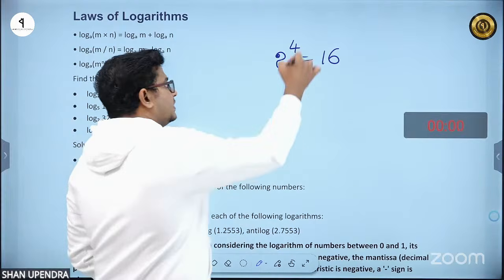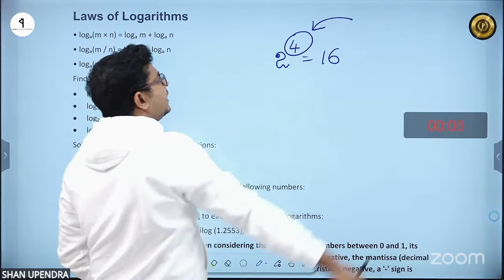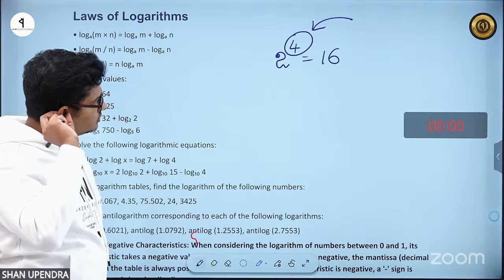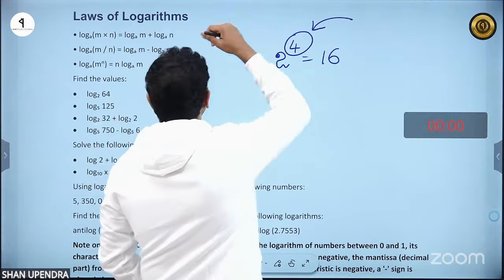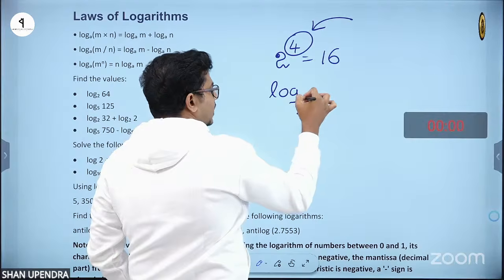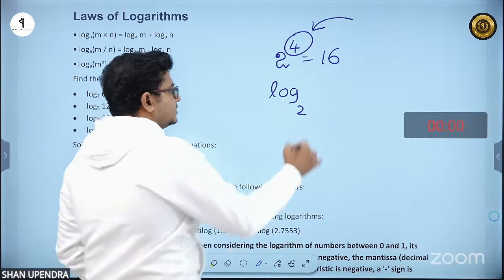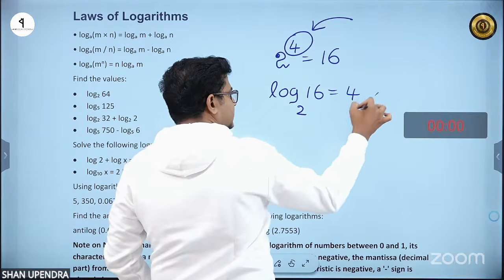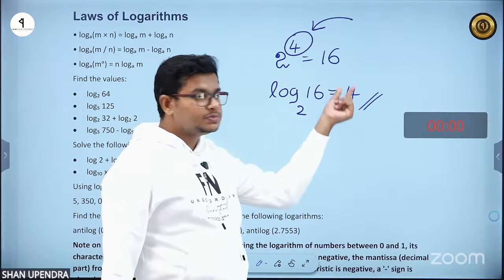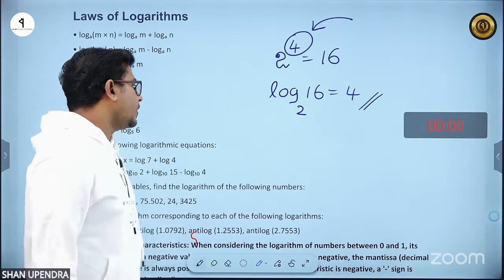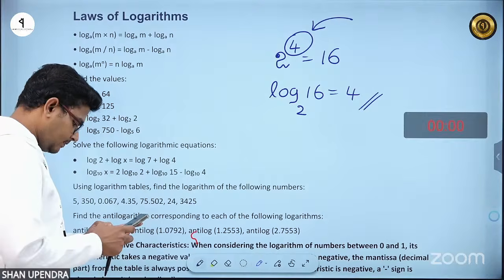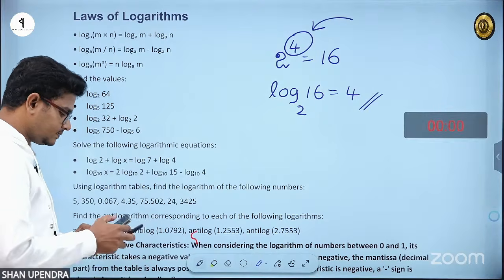Now I want to make the index the subject. Then how do you write that? I can introduce log, with 2 as the base: log base 2 of 16 equals 4. This is a way to represent, or to make the index the subject. 2 to the power 4 equals 16.